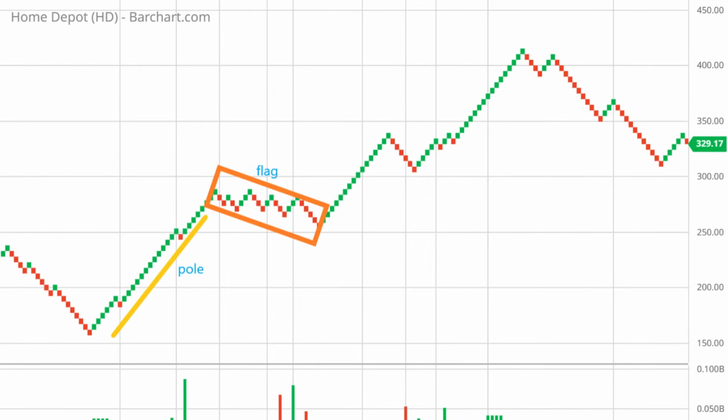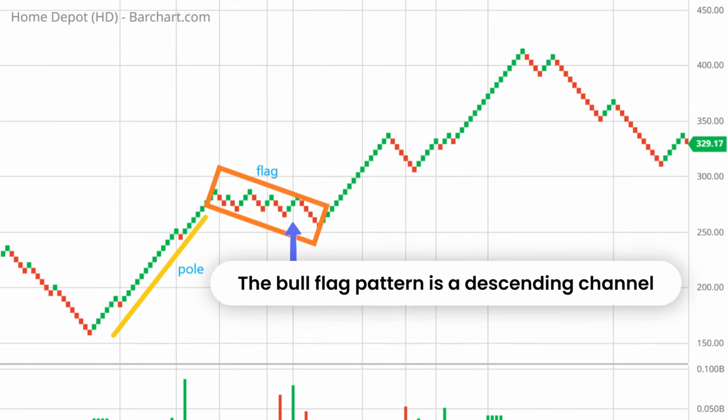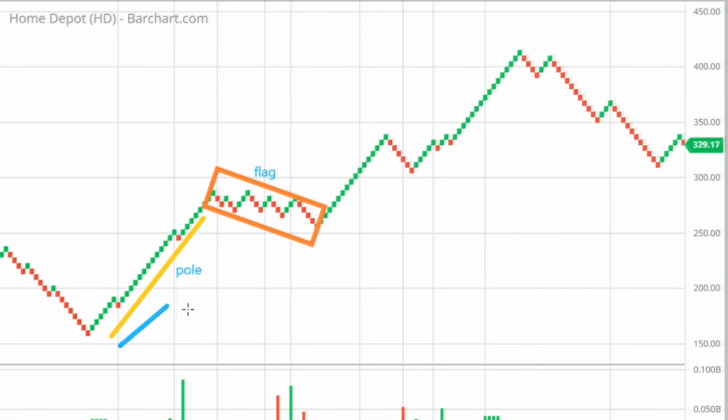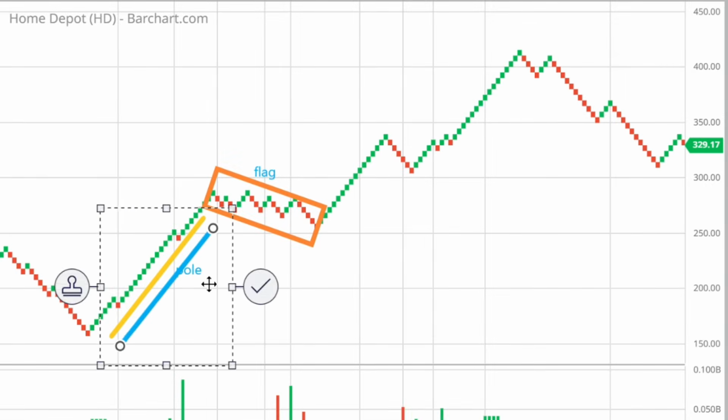Pattern 3, flags. These are continuation patterns. A strong move, called the pole, is followed by a tight channel against the trend. Entry comes on the breakout of the flag in the pole's direction. Stops go just back inside the flag. Targets use the measured length of the pole.